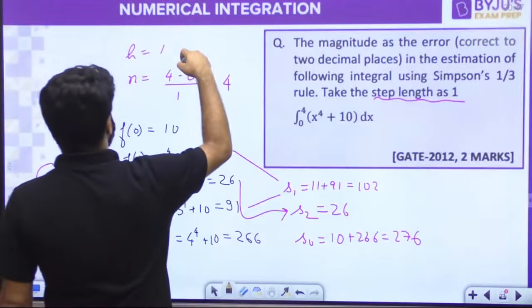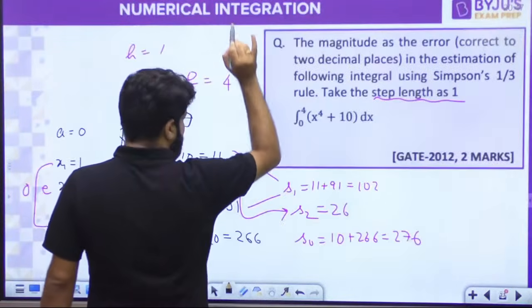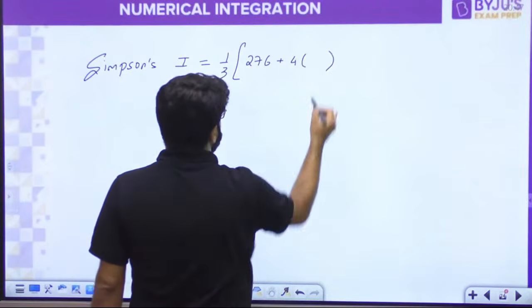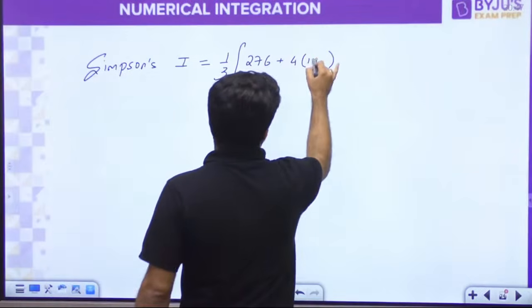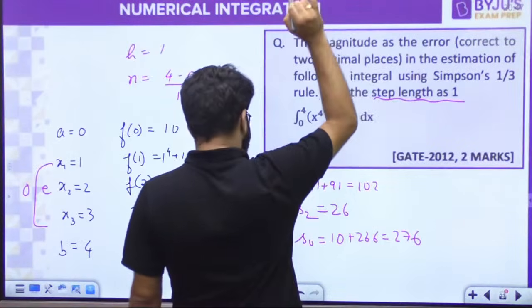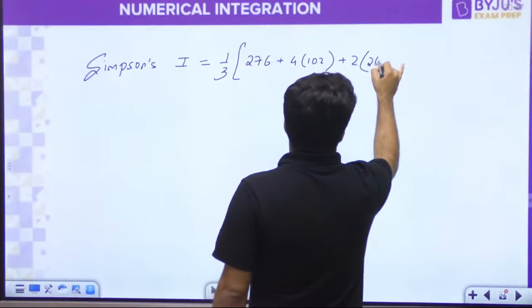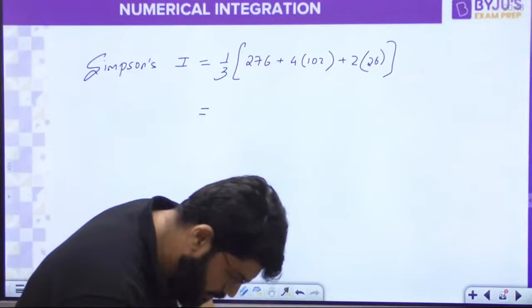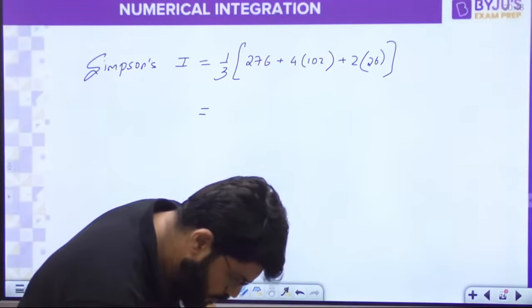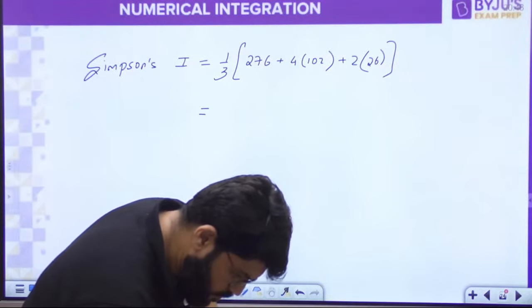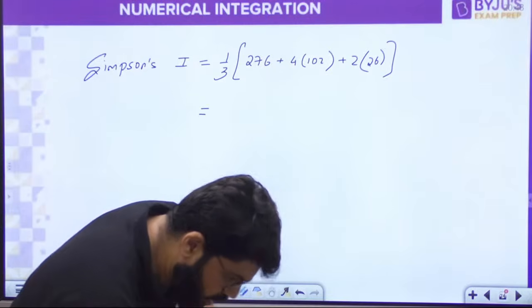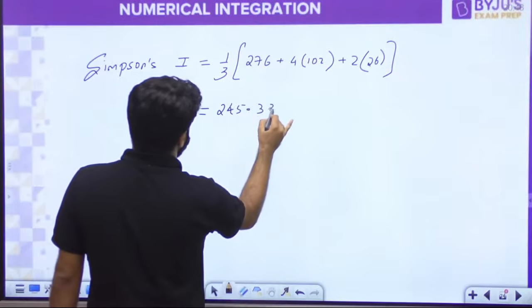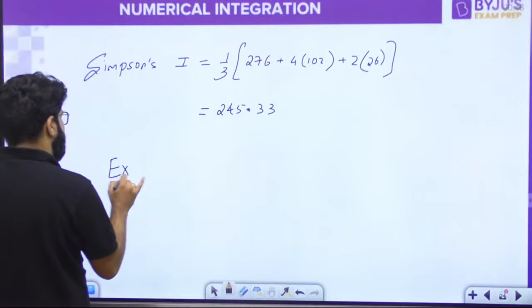Integral is h by 3. h कितना है? 1 by 3. s0 है 276 plus 4 s1, 102, plus 2 s2. s2 है 26. Okay, put down all these values and get the answer. You are getting 245.33 is the answer by Simpson's. Okay, and then what is the exact answer?